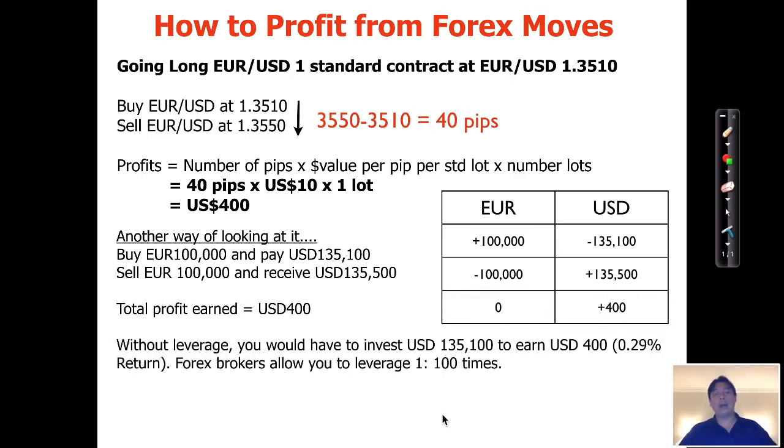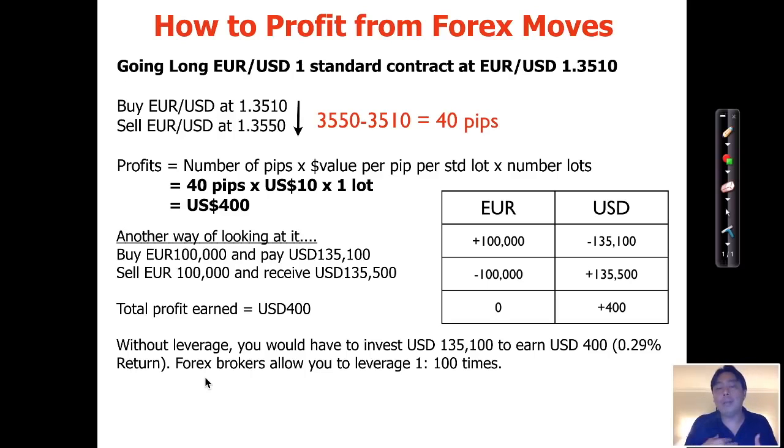Okay. So notice that if you don't use leverage, you would have to invest $135,100 or 100,000 euros to earn $400 US. So in other words, you're earning $400 US dollars from $135,100. That's a 0.29% return. You may say, that's such a small return. You're not going to buy 135,000 US dollars to make $4. Are you nuts? That is why in Forex, all Forex traders use leverage. Because if you don't use leverage, it doesn't make sense, because currencies move very little every day.